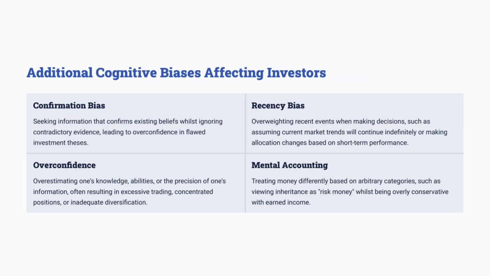Confirmation bias leads investors to seek information that supports their beliefs, ignoring contradictory evidence. Recency bias causes reliance on recent events, skewing decision making. Overconfidence results in excessive trading and poor diversification. Mental accounting treats money differently based on its source, affecting risk perception. Recognizing these biases is crucial for informed investment decisions.